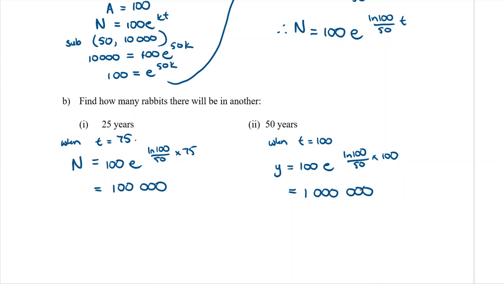Yeah, the ln and the base e would cancel out, assuming that you brought that 50 up to be a power. If you rearrange the logarithm, you could do it. The ln and the base e would effectively cancel each other out.